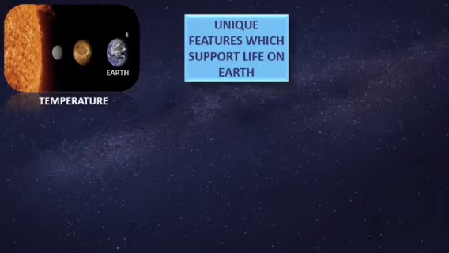You know the position of the Earth in the solar system, right? Yes, it is the third planet from the Sun. Due to its distance from the Sun, it is neither very hot nor very cold. The temperature of the Earth is supportive to all forms of life like plants and animals.